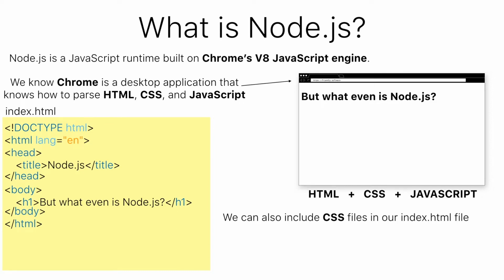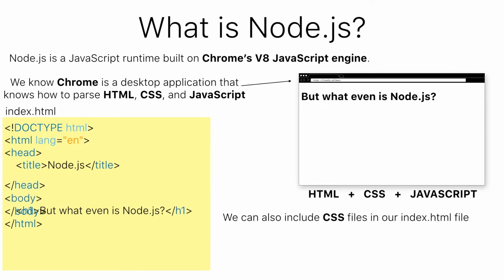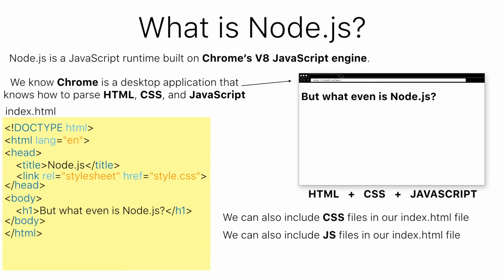We also know that we can include CSS files within our HTML files. And to do that, we just have to add a link tag and give it the name of a CSS file. We also know that we can include JavaScript files in our HTML files. And to do that, we just need to include a script tag and provide it the name of the JavaScript file that we want it to run.